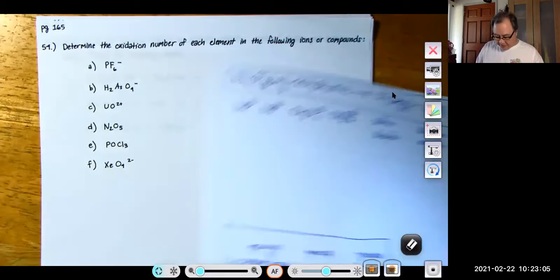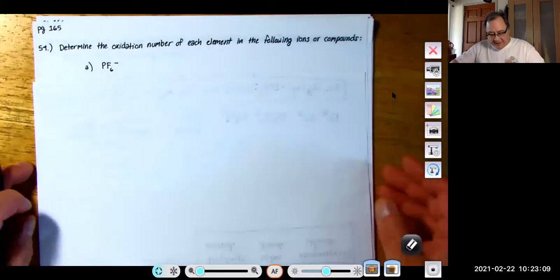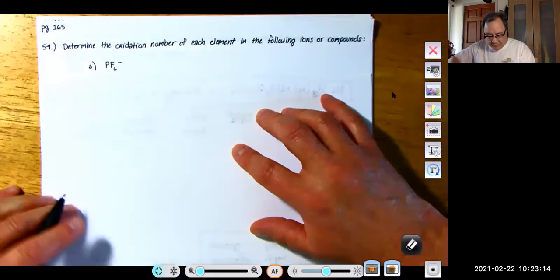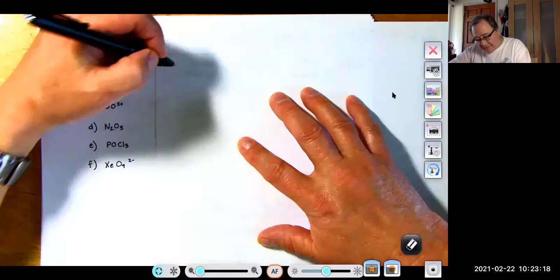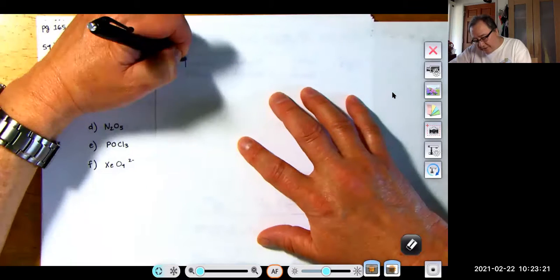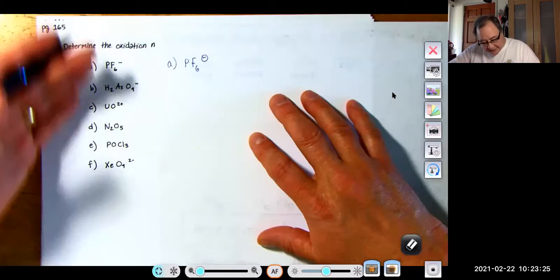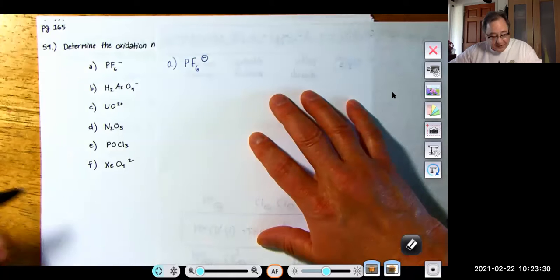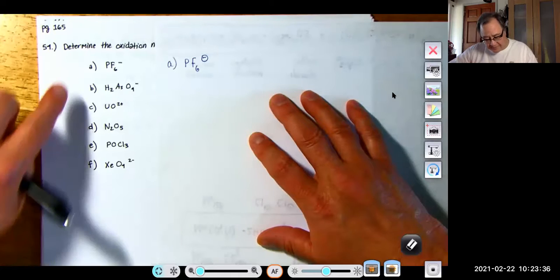Determine the oxidation number of each element in the following compound. I think we did a little bit of this, so let's take a look at these one by one. And what I'm going to do is I'm going to put these over here like this, and we're going to look at A, PF6 minus. So the first thing we do when we assign these things is we look for neutral elements, because if they have neutral elements, the oxidation number is 0. I'm talking about neutral pure elements, but there are none of them here.